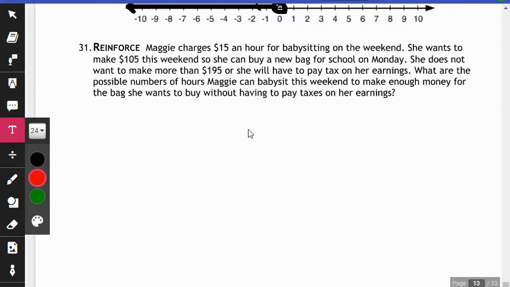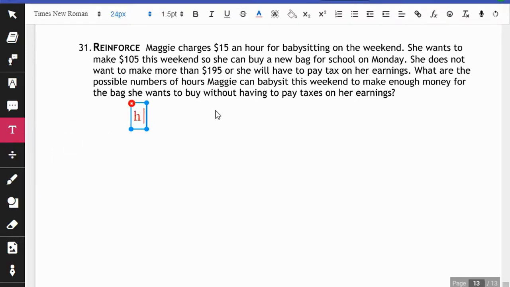What are the possible numbers of hours Maggie can babysit this week to make enough money for the bag she wants to buy without having to pay taxes on her earnings? That's really odd. Earnings, sorry, not earrings. That would be even weirder. Okay, so here we go. Clearly, the number of hours she works is what earns her money, right? So we're going to make our variable be h equals hours she works. And she's trying to figure out how many hours do I need to work then, right?